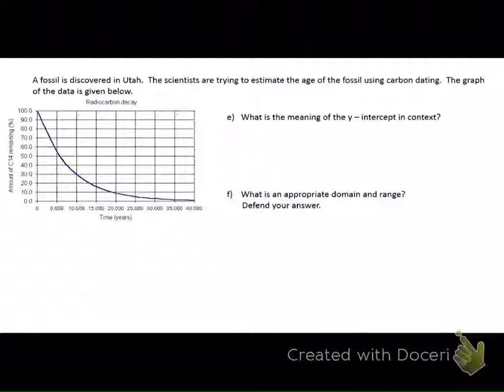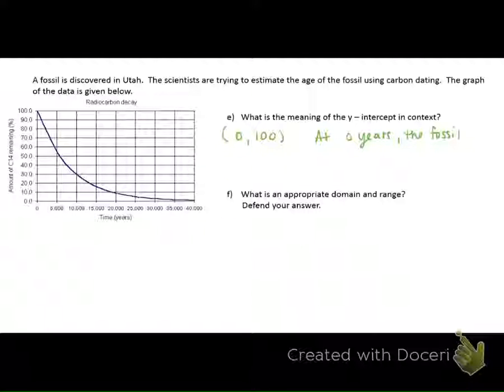Oh, we're still with the fossil. So it's still the fossil. What is the meaning of the y-intercept in context? Katie, what's the y-intercept? Right, say it as an ordered pair. And tell me exactly what that means in context. That's 0 years and the fossil has 100% of C14. Very good.